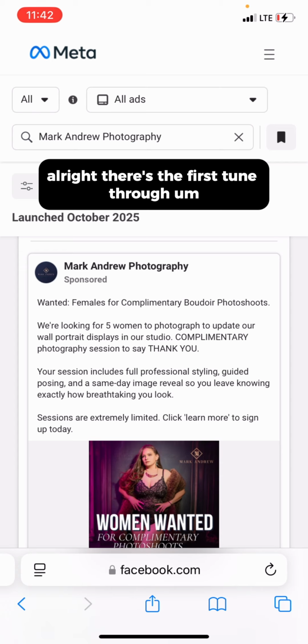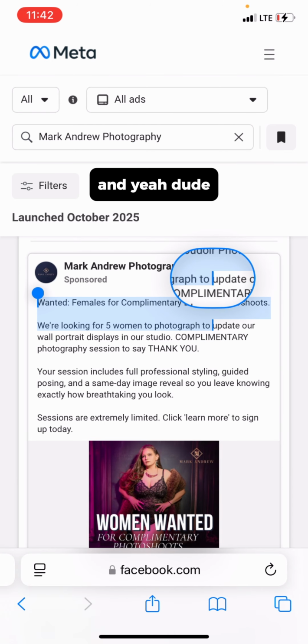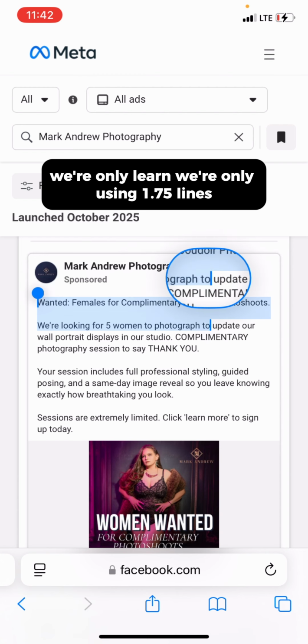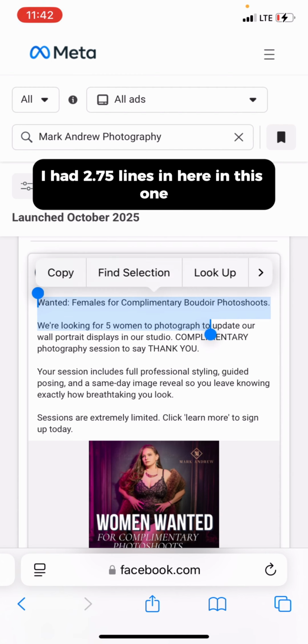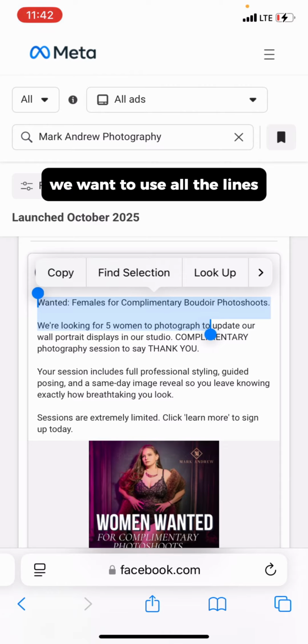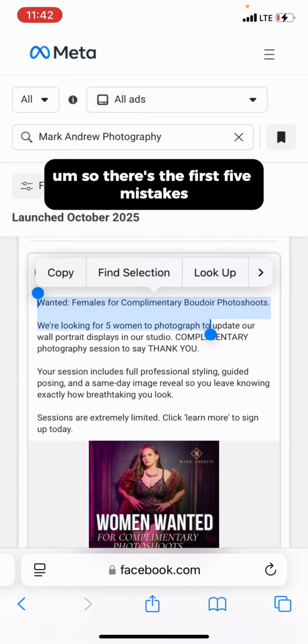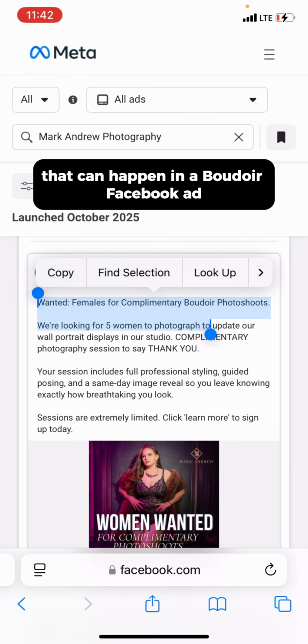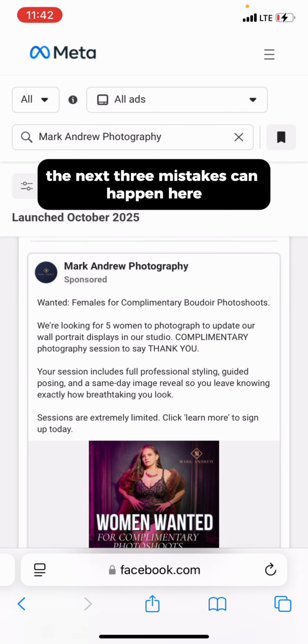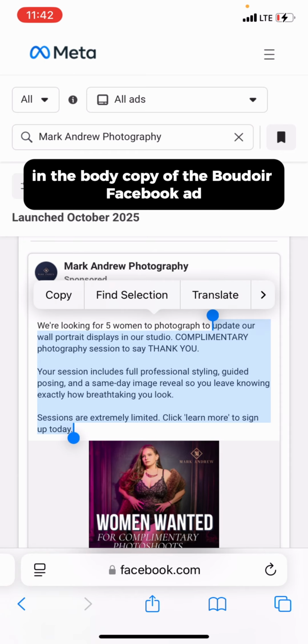All right, those are the first 2 and 3, 5 mistakes. And dude, we're only using 1.75 lines out of the 2.75 lines in this one. We want to use all the lines. So there are the first 5 mistakes that can happen in a Boudoir Facebook ad. The next 3 mistakes can happen here in the body copy of the Boudoir Facebook ad.